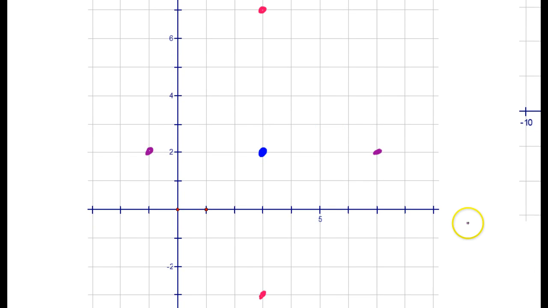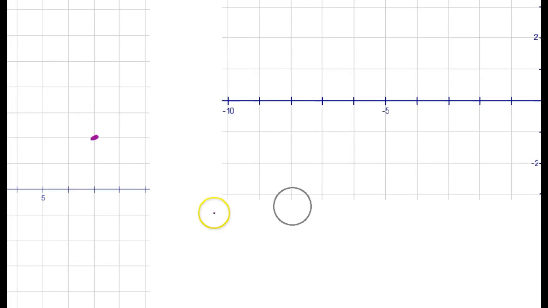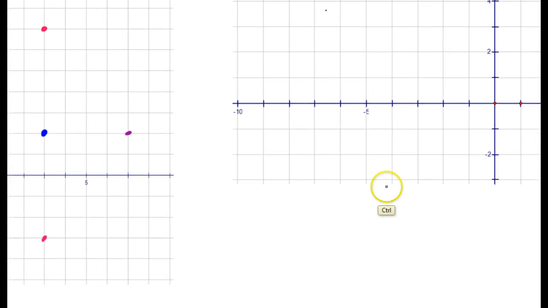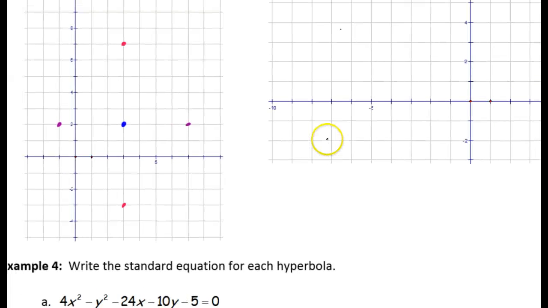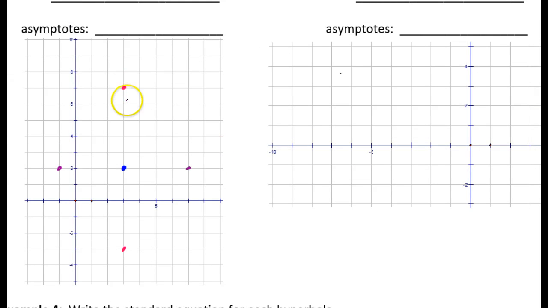Okay, this is enough information for us to go ahead and draw the hyperbola right now. Let me zoom out a little bit, because we have the vertices and the co-vertices. So it's time to go ahead and draw the rectangle that contains the vertices and co-vertices. This rectangle will show us where the asymptotes go.